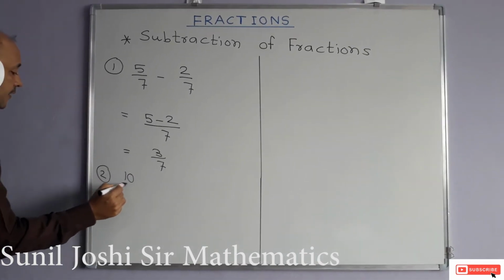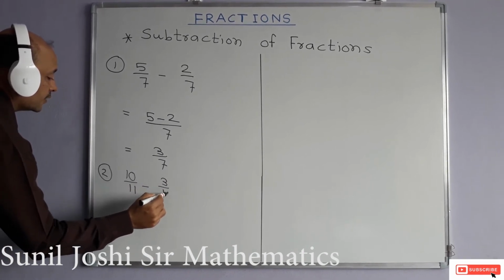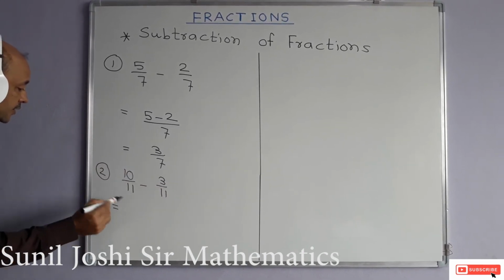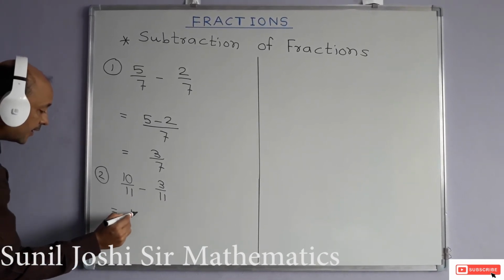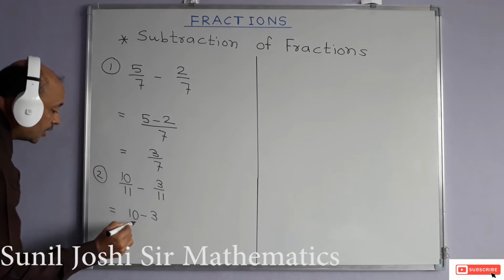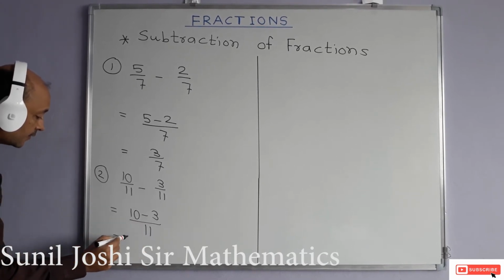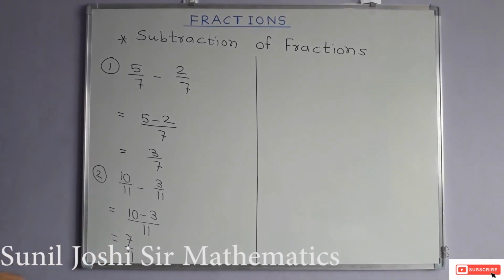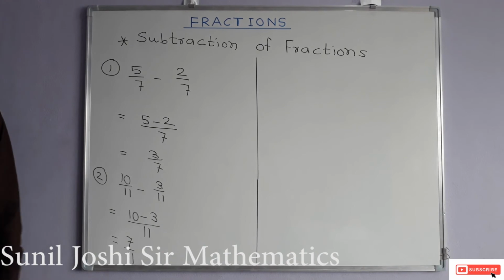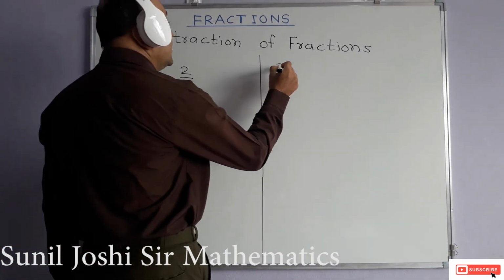Let us go to the next example. 10 upon 11 minus 3 upon 11. So what is the answer here? Denominators are same, subtract the numerators. 10 minus 3 upon 11, and 10 minus 3 is 7. So answer is 7 upon 11. So let us go to the next example. Example number 3.